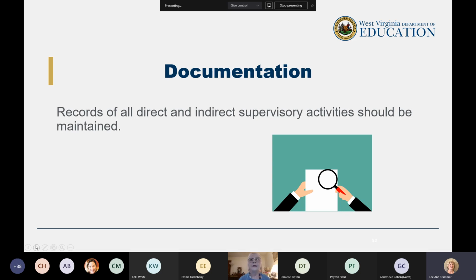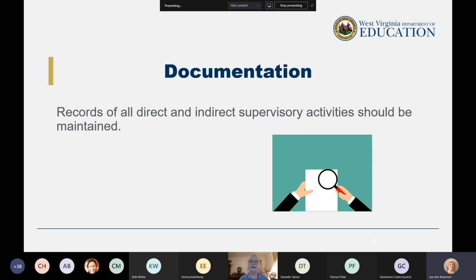Just remember that whether you use the form that I'm going to show you or you develop your own form, these are things that we think need to be documented somehow. You might make an Excel spreadsheet that has the same information. This is not turned into us, but it's how you document the direct and indirect supervision. And it needs to be maintained somewhere. You all decide in your county how you're going to maintain that documentation.